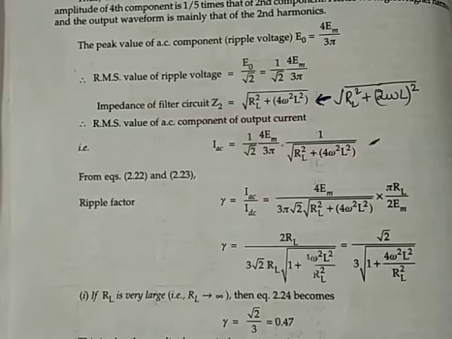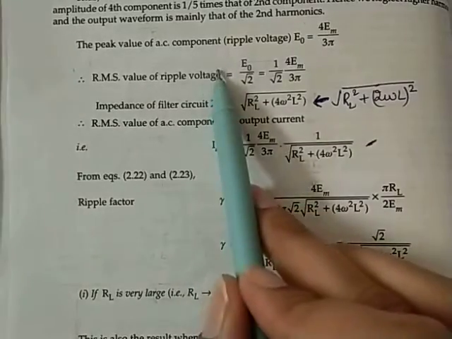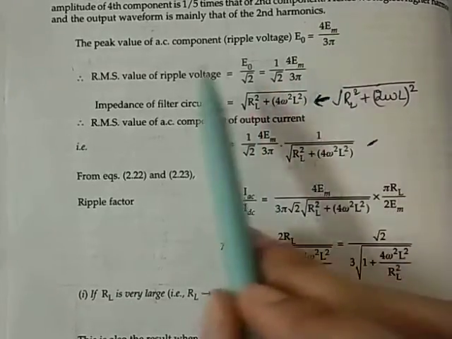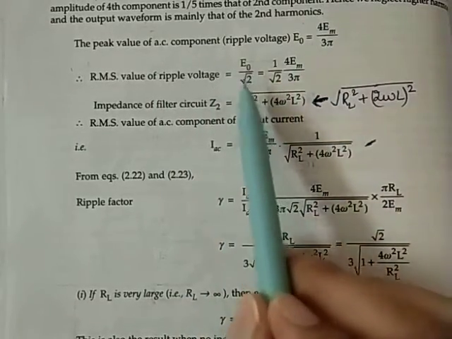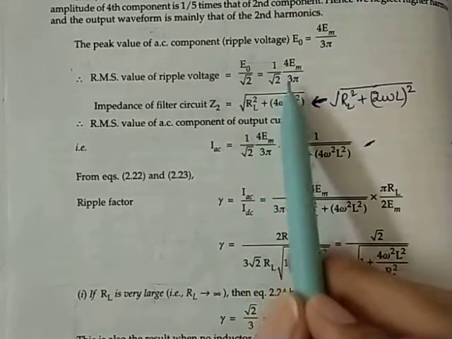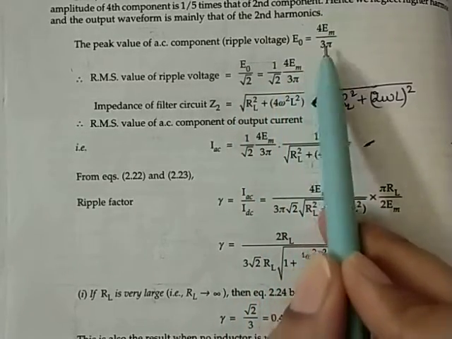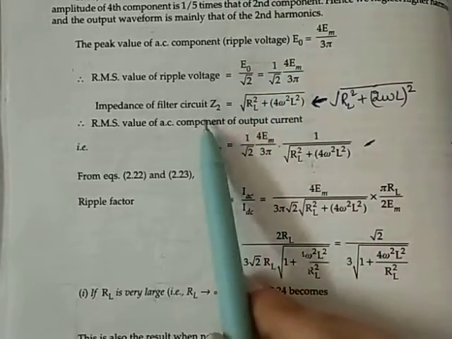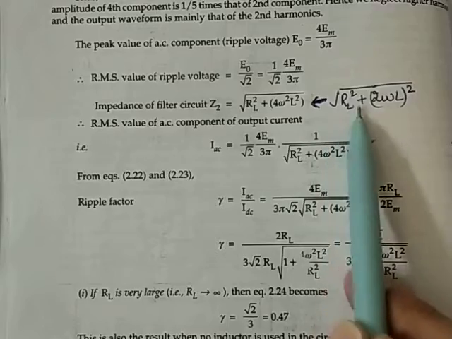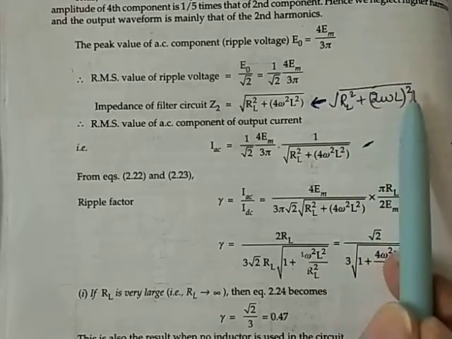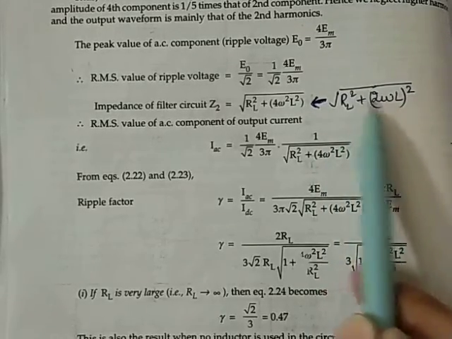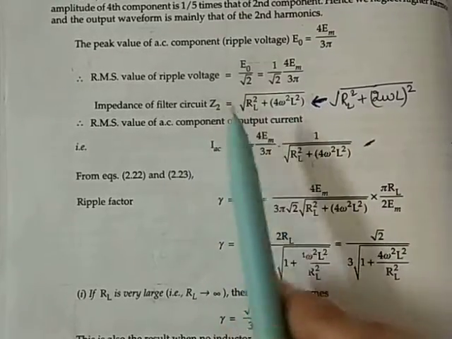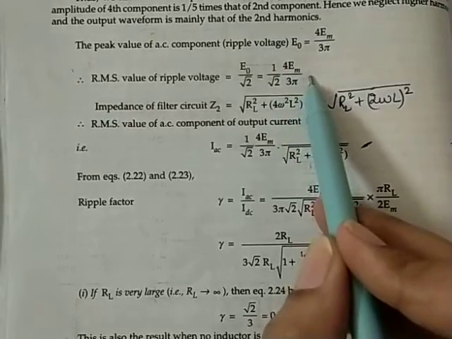So from that we have taken the peak value of the AC component from the second term, and that is 4 Em upon 3 pi. And the RMS value would be written like E naught upon root 2. So we have 4 Em upon 3 pi under root 2. Okay. So this is what we have with us. Also the impedance is under root of RL square plus 2 omega L square, which is simplified to 4 omega square L square. So this is what we have, the impedance as well as the RMS value.